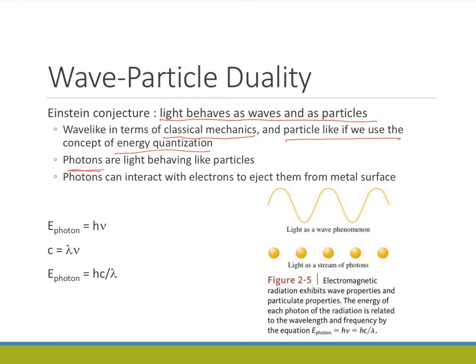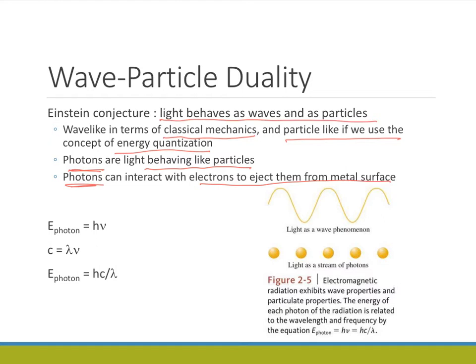And we used the word photon before. I said that's basically a little packet of energy. Well, this is light behaving like a particle, and each of those particle light packets are quantized. Now, these photons can interact with electrons to eject them from the metal surface. So what we have is, depending upon how you are measuring light, it can behave like a wave, or it could be like a stream of particles.